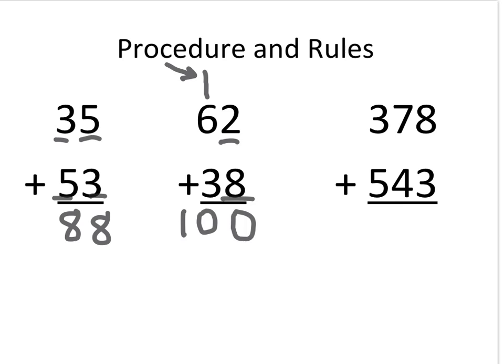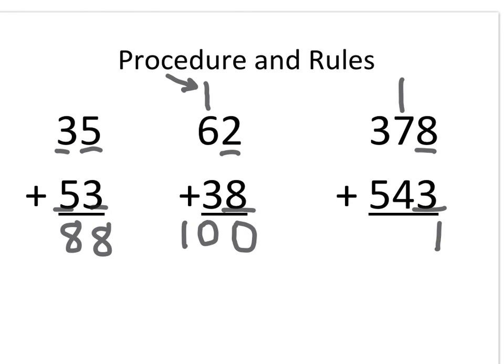We want students to be thinking 8 ones and 3 ones is 11 ones. So we put the 1 up here because 11 ones is made out of 1 10 and 1 1. So the 1 10 goes with the tens, and the 1 1 stays with the ones. Now we can add the tens. 1 and 7 and 4 is 12 tens.